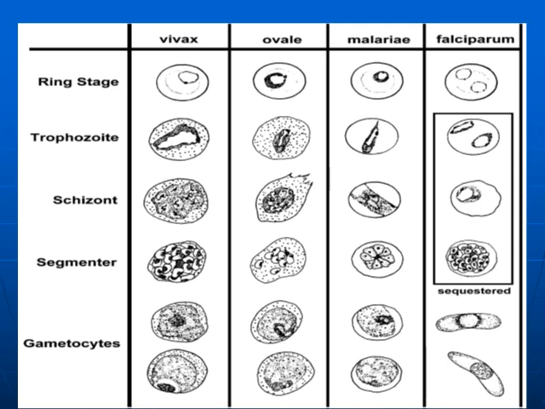Gametocytes are all ovoid or circle in shape, while in falciparum it is falciform shape.